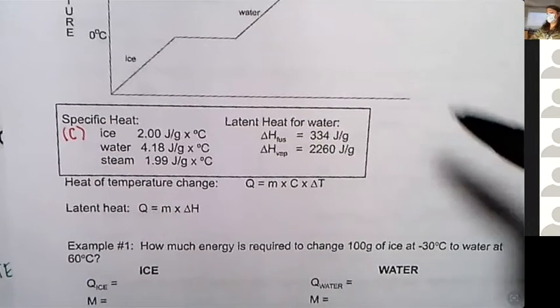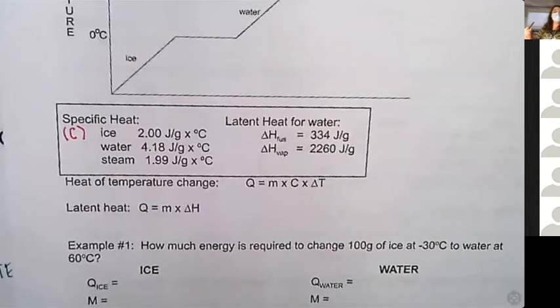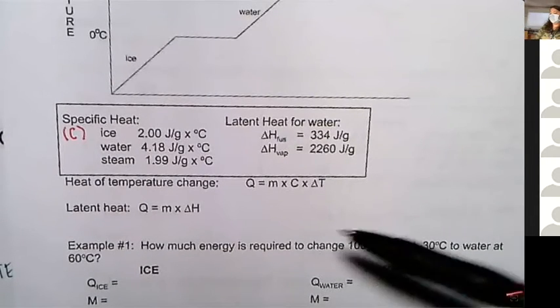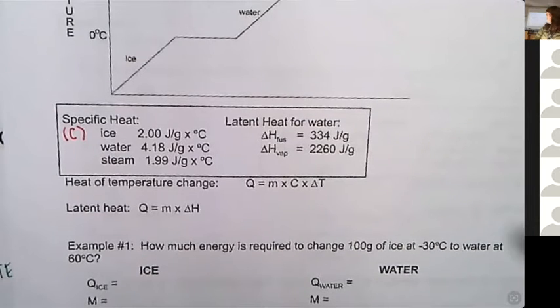And then we have our latent heat values. So we've got heat of fusion right here. Remember, fusion is to go from a solid to a liquid. And then we've got the heat of vaporization, which is to go from a liquid to a gas. So that's what's going on here.